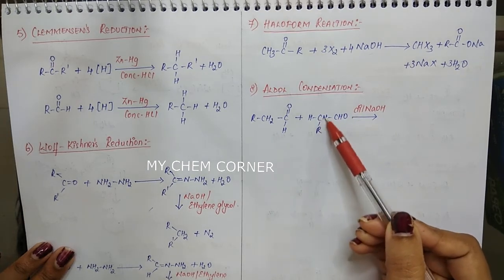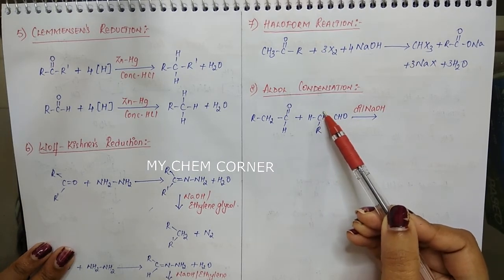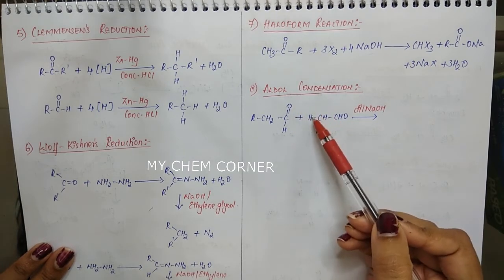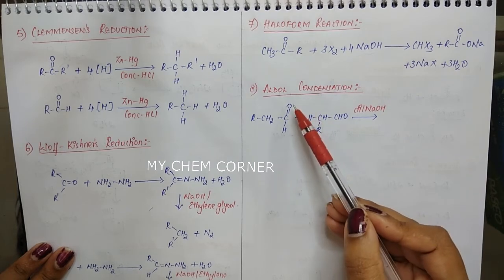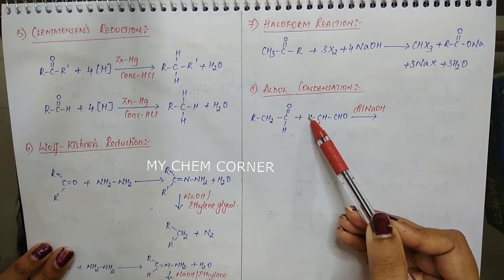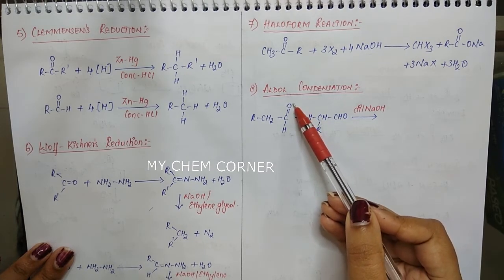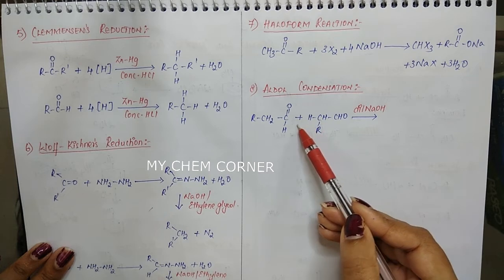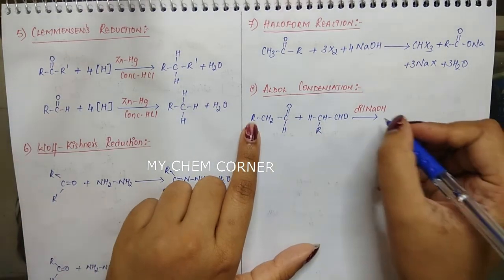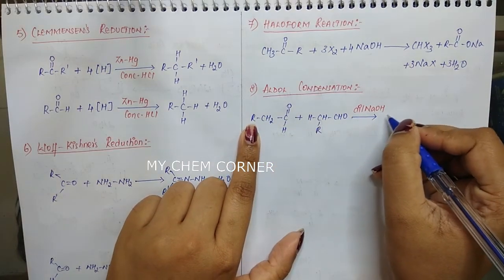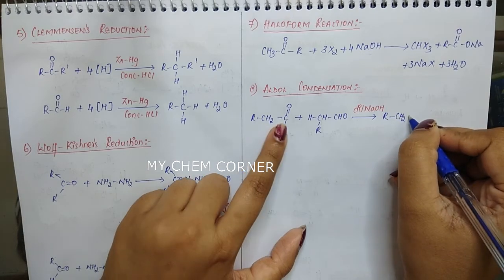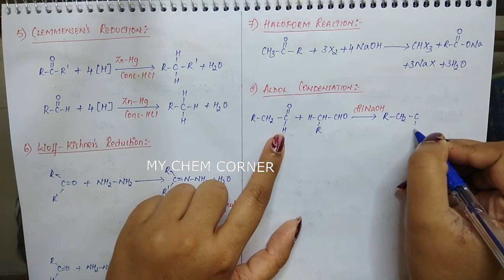Now here what happens is, this carbon will get a negative charge when oxygen picks up this hydrogen. So the oxygen here is going to pick up this hydrogen. This double bond will break and this carbon will be bonded here. So let's write the entire structure. Starting from here, we have R group, CH2, this carbon with this hydrogen here.